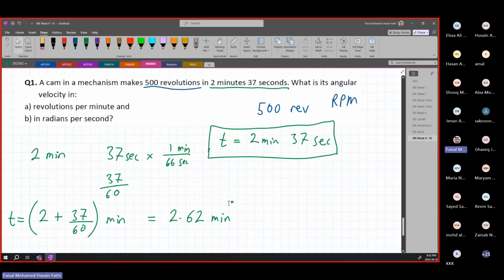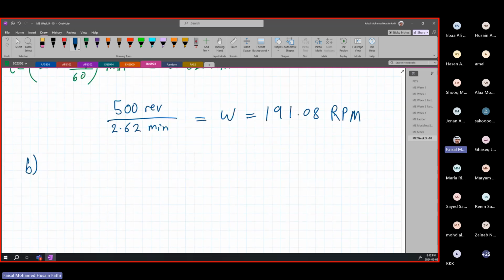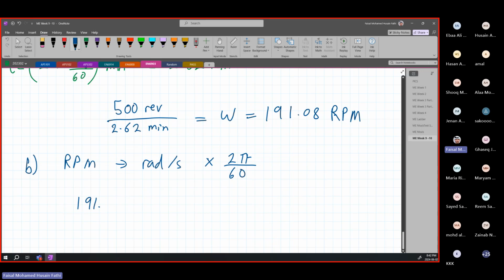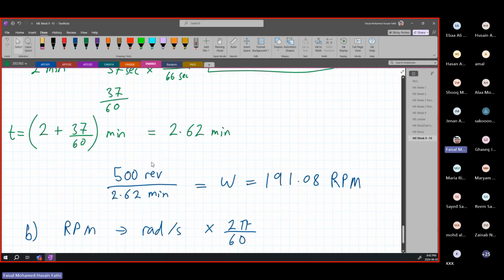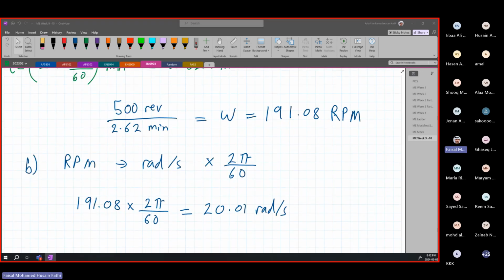Now part B, they want it in radians per second. So they want us to go from RPM to radians per second. So what do we need to do? We need to multiply by 2 pi over 60. So we're going to do 191.08 times 2 pi over 60, and this is going to give us 20.01 radians per second. All right? And that's it. That's how you would solve such a question. Okay?